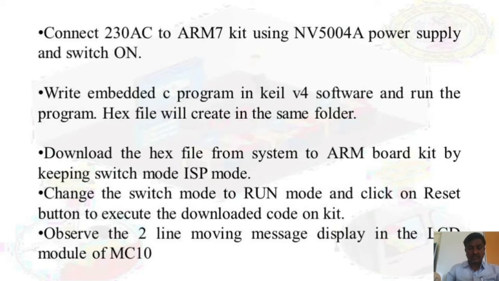Download the hex file from the system to the ARM board kit by keeping the switch mode in ISP mode. That is, in the ARM7 board kit there is one switch mode, run and ISP mode. During downloading the program from the CPU to the ARM7 kit, we have to keep that switch mode in ISP mode, that is in-system programming. After downloading the hex file from the CPU to the ARM kit, we have to change the switch to run mode during the execution of the program.